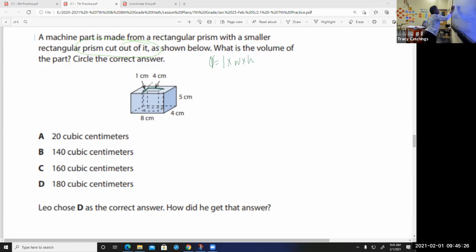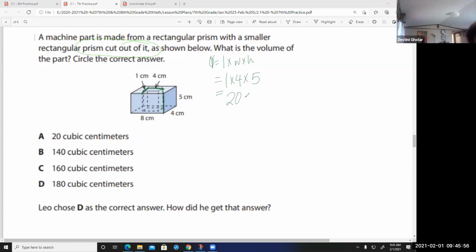The length, the width, and the height of what's cut out. You gotta look on the inside. What's the height? 5. Okay, if it's the height to the outside and they cut it out, it's gotta still be the same. 1 times 4 times 5 is 20. 20 cubic feet.